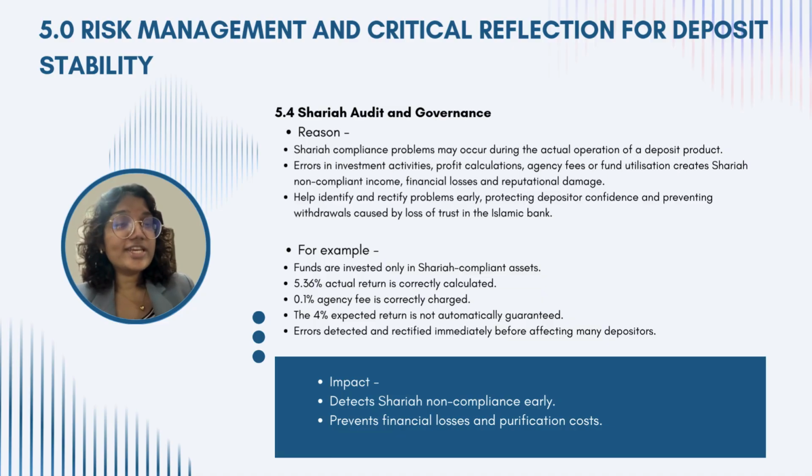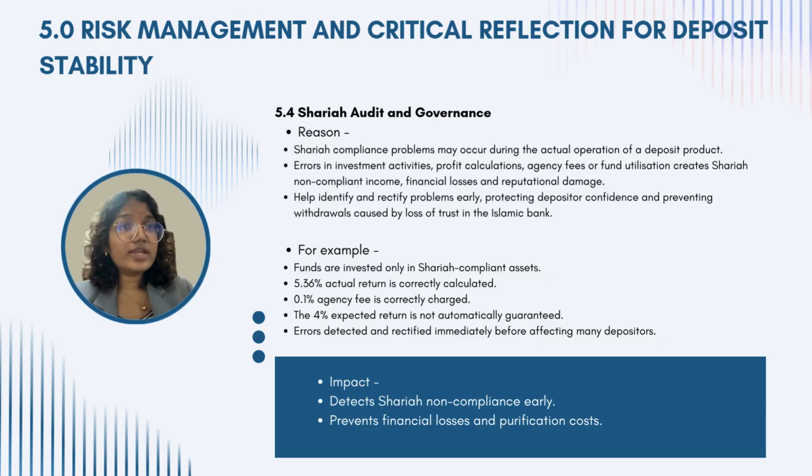Moving on to the next strategy in 5.4, which is the Sharia audit and governance, we can see that this strategy is applied because Sharia compliance problems may occur during the actual operations of a deposit product, even if the product was initially approved by the Sharia committee. Errors in investment activities, profit calculations, agency fees, or fund utilizations may create Sharia non-compliant income, financial losses, and reputational damage if they are not detected quickly. Therefore, regular Sharia monitoring and audits help identify and rectify problems early, protecting depositor confidence and preventing withdrawals caused by loss of trust in the Islamic banks.